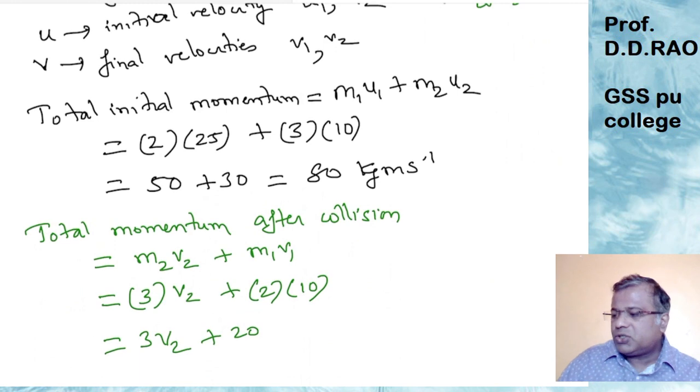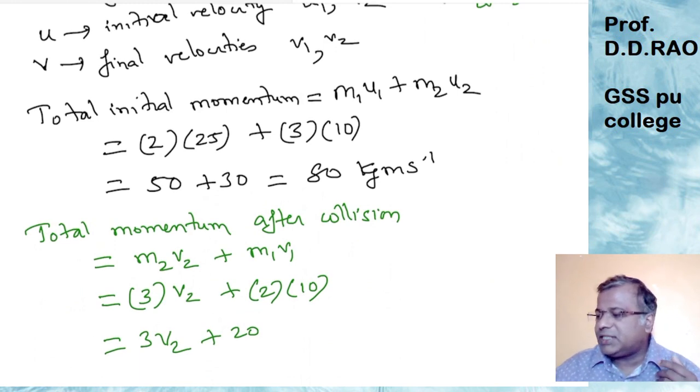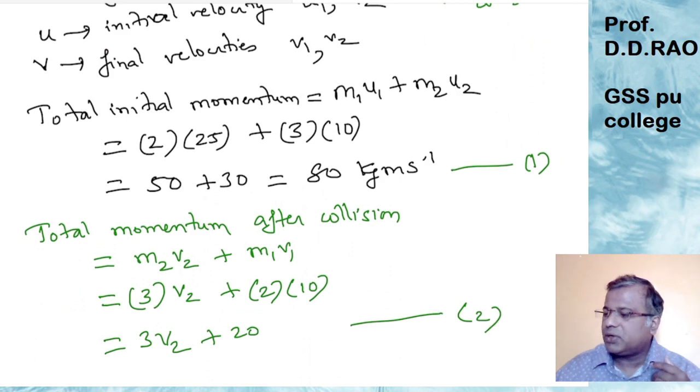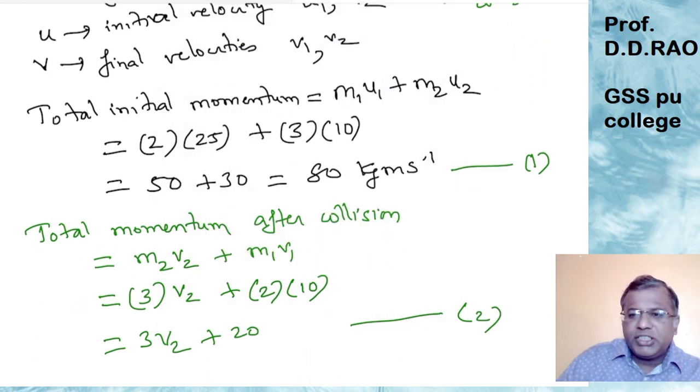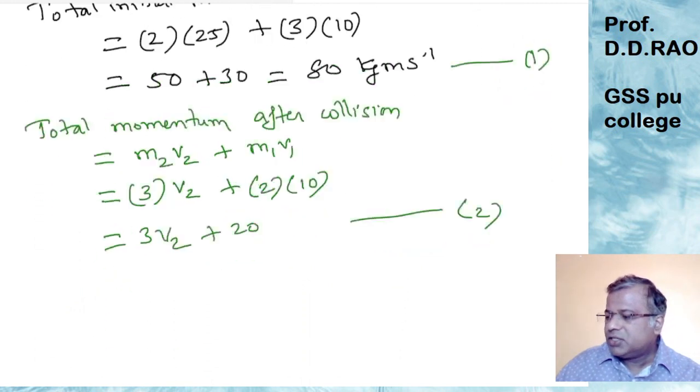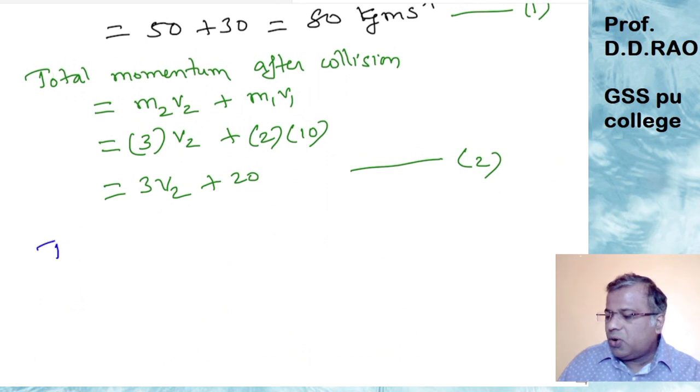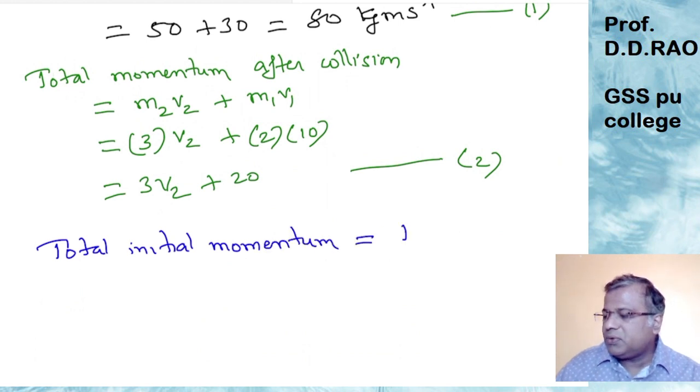So total initial momentum, as you could see here, is equation 1 and this is equation 2. We should have the situation where initial momentum is equal to final momentum. So total initial momentum must be equal to total final momentum.